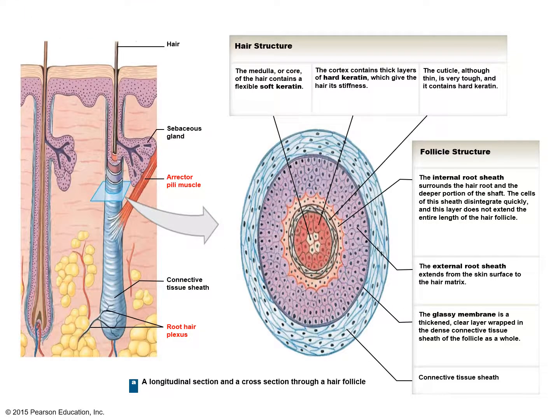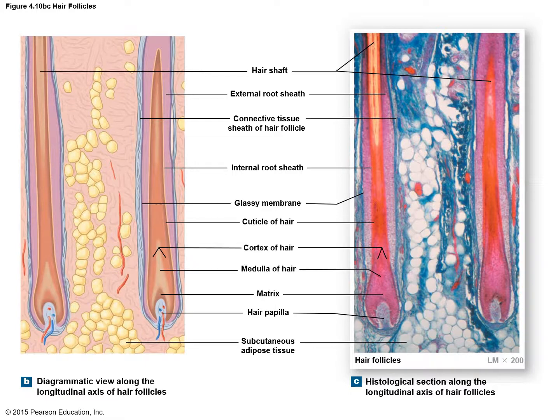This figure shows all of the layers that we've just discussed in the previous slide. This figure shows a longitudinal section of the hair follicles, and this is how the hair follicles are going to appear in the histological slides that you are going to view under the microscope.